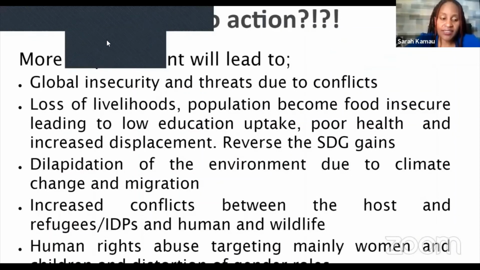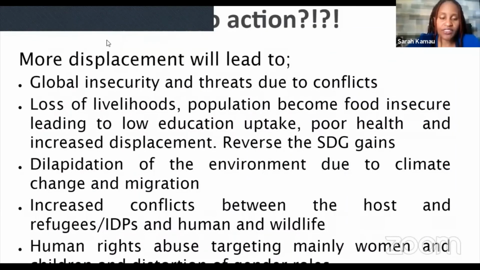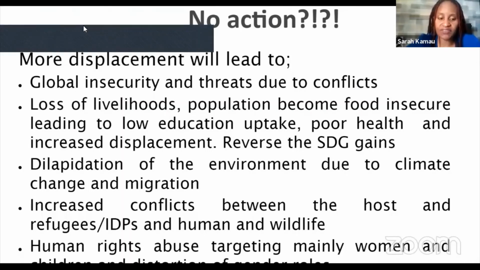So we are saying that as individuals and as a group, we need to address climate change because it will increase conflict. It will also increase conflict between human and wildlife. It also increases loss of livelihood and even diseases. And there are other intangible things that I mentioned, for example, human rights abuse. Next slide.